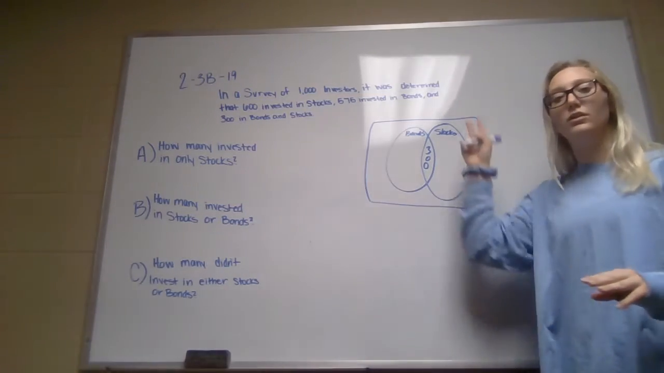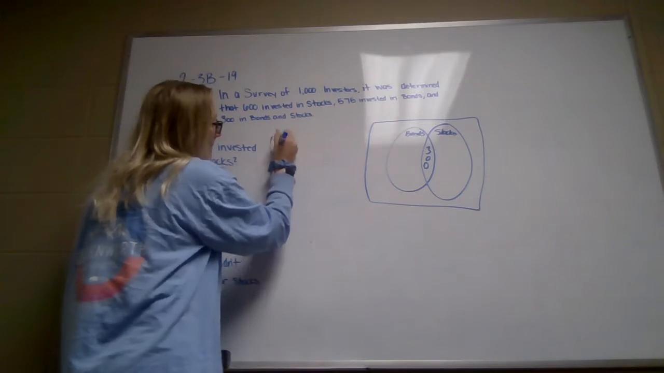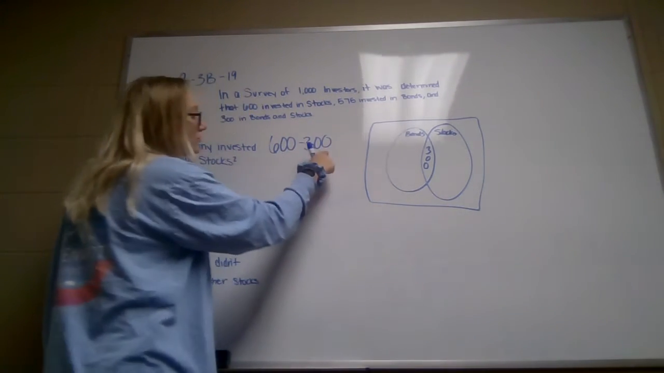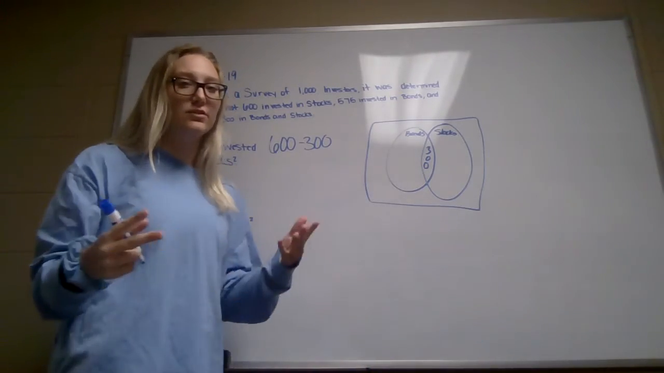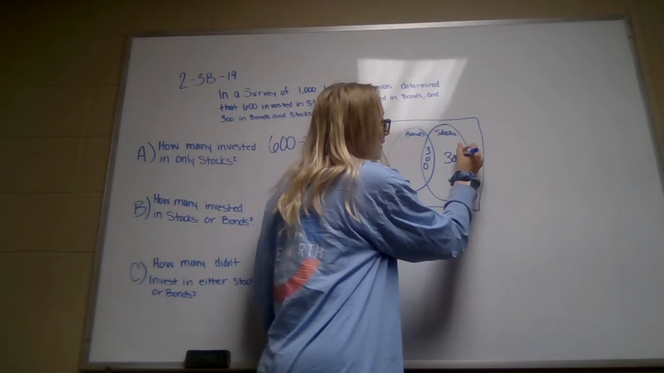Okay, so for stocks, our whole circle is 600. So we have to do 600, probably easy mental math for everyone, minus 300 equals 300 because 300 plus 300 is 600. So in this area, it will be 300.